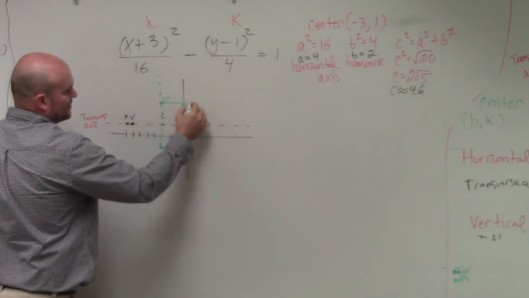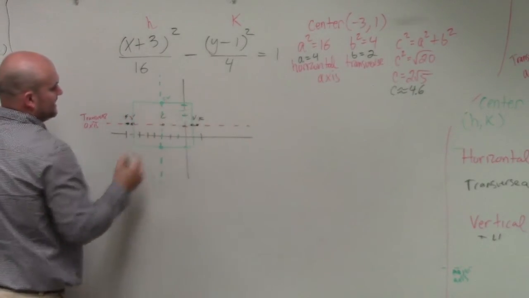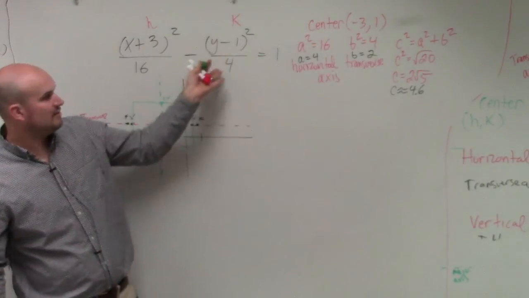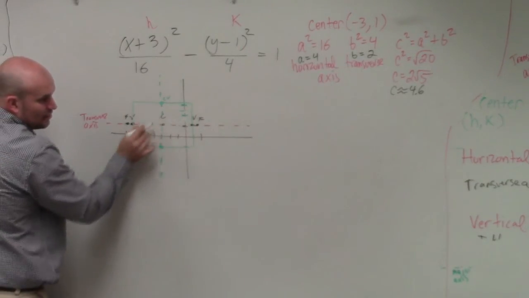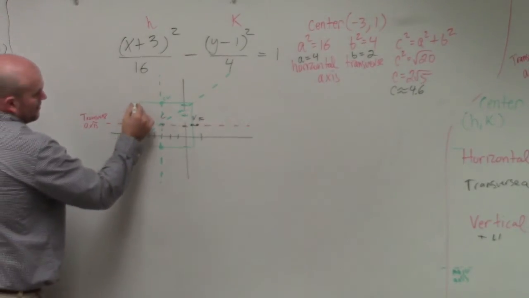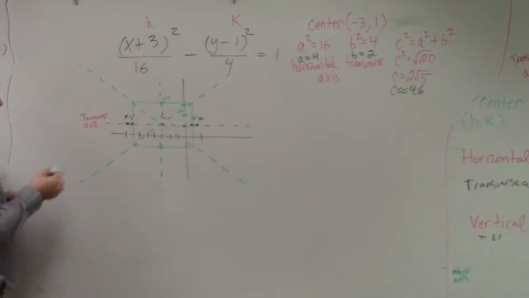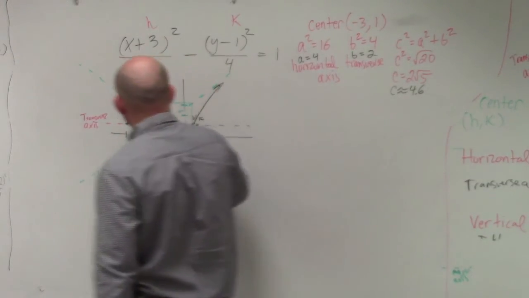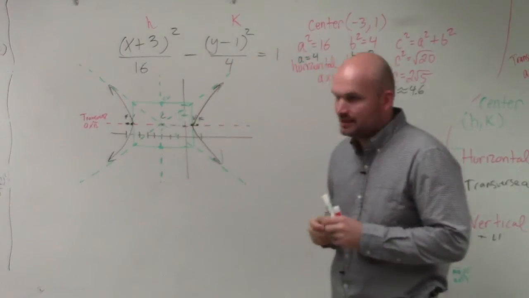So what I'll do is I'll just create a nice little box. The distance from your center to your covertices is b, and we already knew b from before. Then from there, remember your asymptotes cross at your center. And then my hyperbola, again, remember, approaches your asymptotes. So it should look something like that.